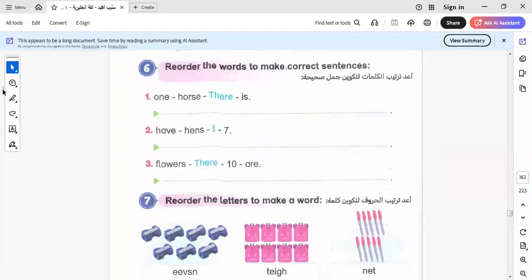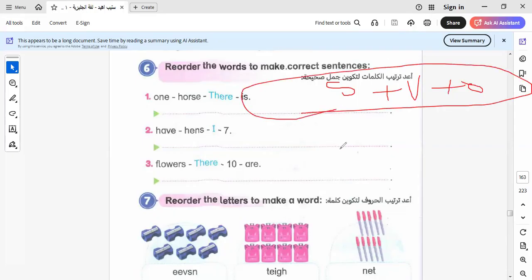Let's go to another item of the questions that we know, which is subject plus verb plus object. All of us are saying, Miss Iman, we are bored from this rule. I know that you are bored, and I'm bored like you, but we must write it to answer this question in the correct way.